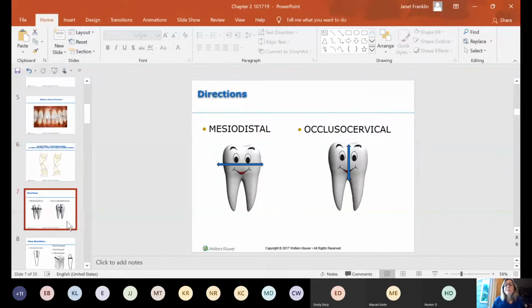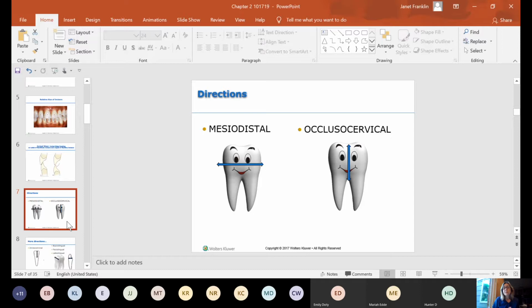So we're going to go over some directions. This was brought up in your first chapter, but I kind of skipped over it because there was a lot of other terminology to learn in the first chapter. These are called directions. When we're looking at teeth and they're not in the mouth, like we're going to be doing in the lab where we're pulling them off of that little waxy thing, you can rotate them in your fingers and look at them from different views.